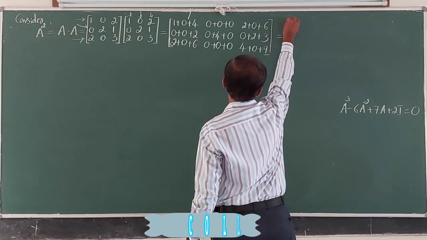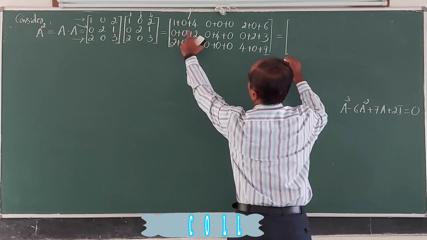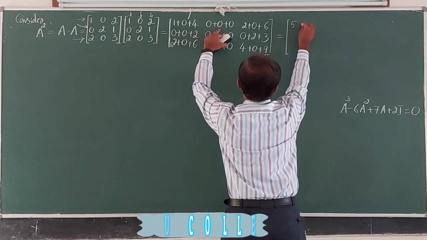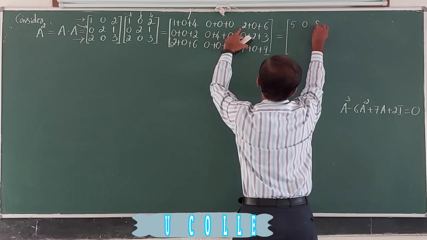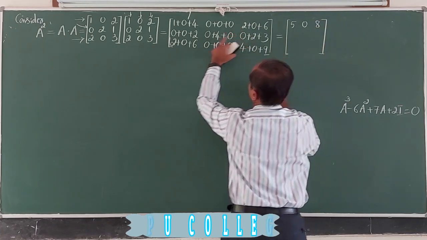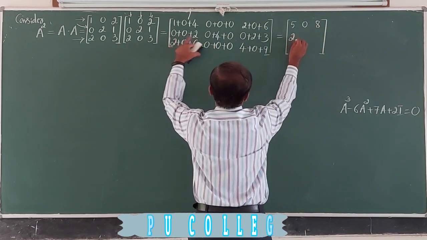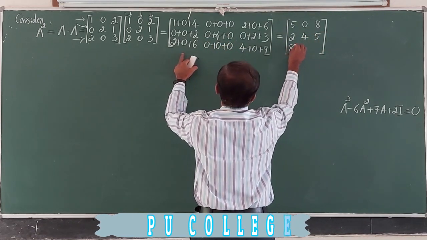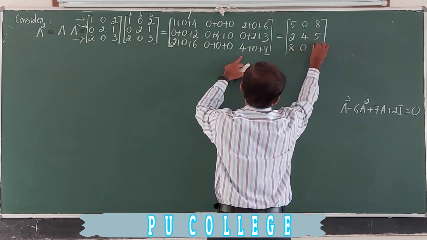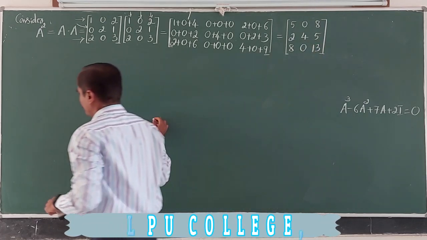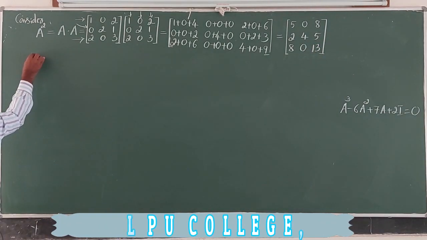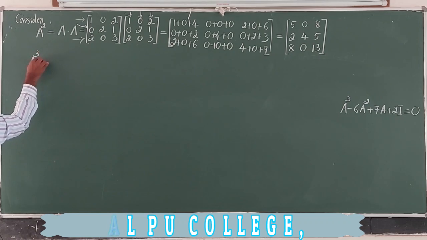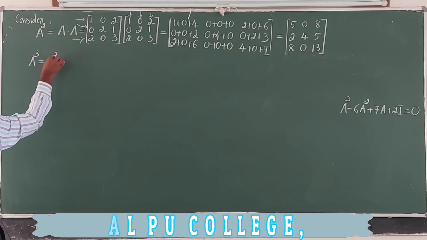Simplify and write. 4 plus 1, 5, 0, 8, 2, 4, 5, 8, 0, 13. Now consider a cube. A cube is a square into A.